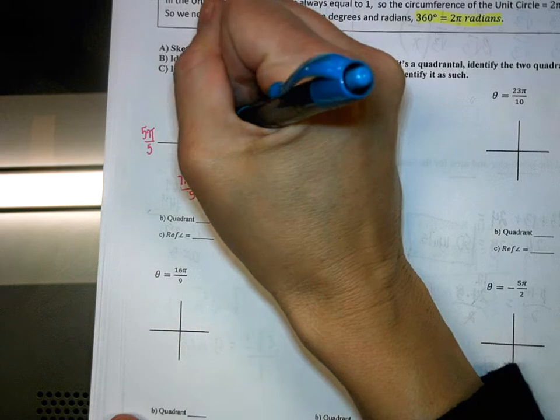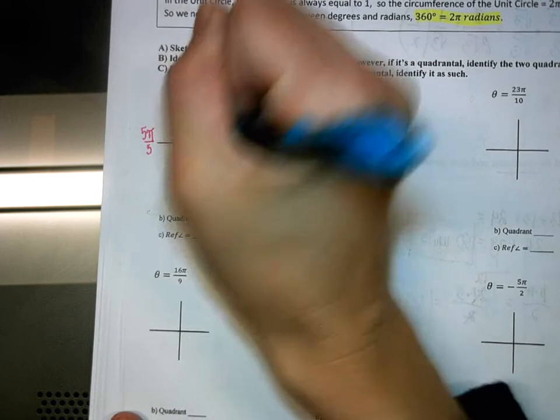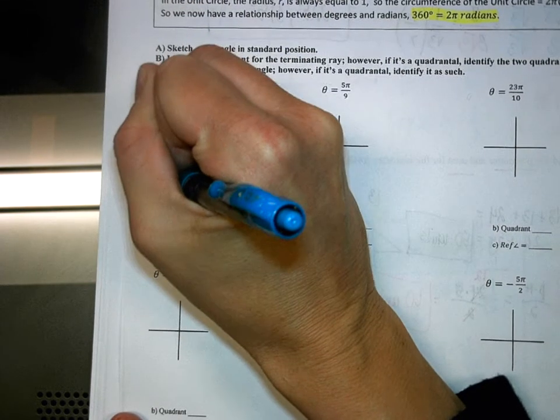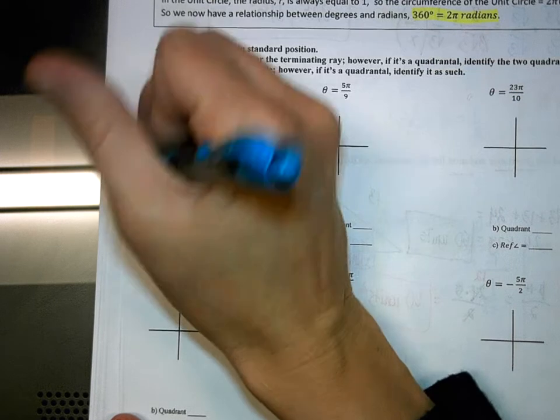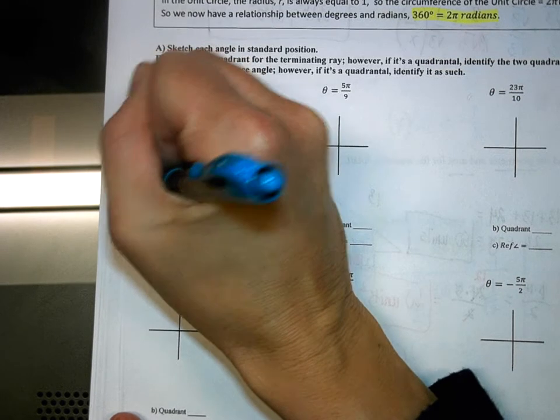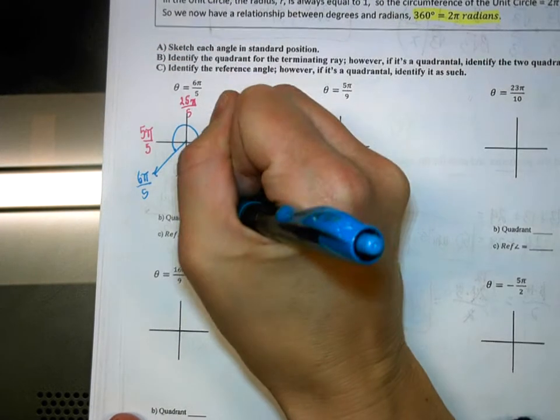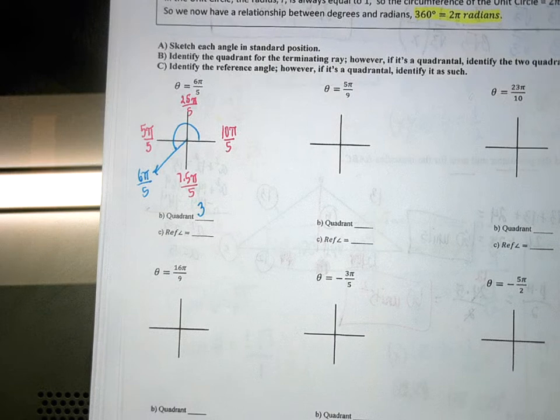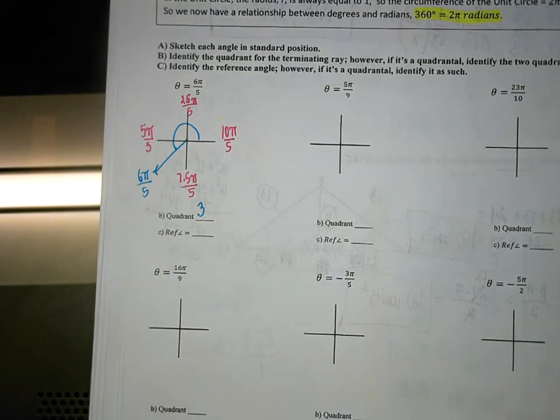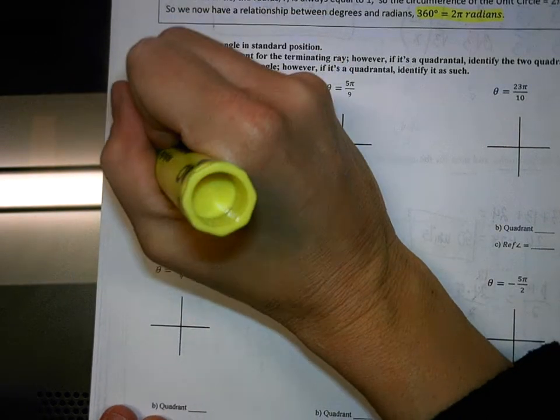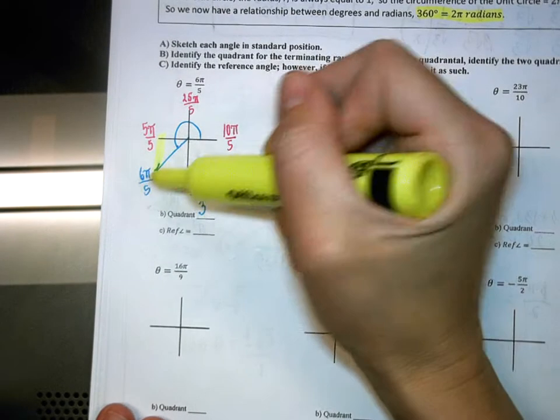So we start at our initial side, we go around, we're going to mark this just like we did with our degrees. This right here is 6 pi over 5. It is in quadrant 3. The reference angle is just like what we did with our degrees. It always goes up to the x-axis. Very good.